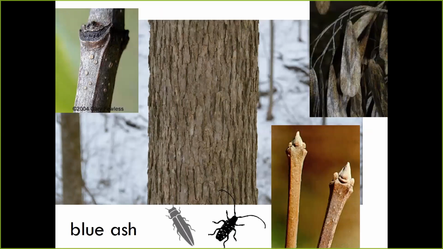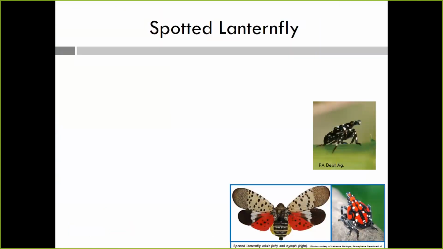So identifying the tree is really, really important in order to make a diagnosis. And ash trees are fairly simple to identify with that opposite branching, because nothing really looks an awful lot like it when you have the opposite branching taken into account. All right, I'm going to move on to something which is kind of new.